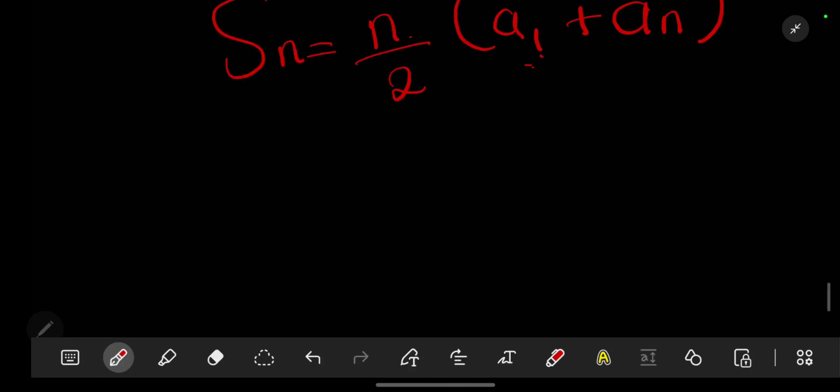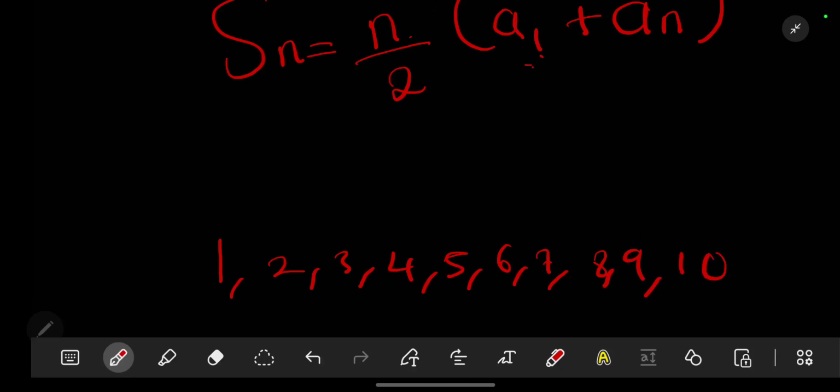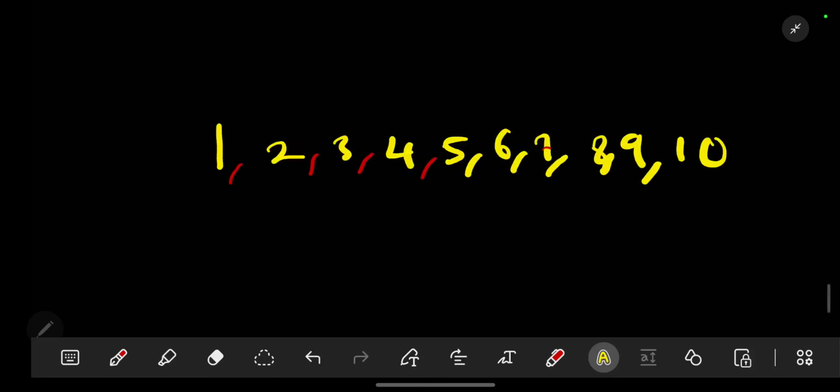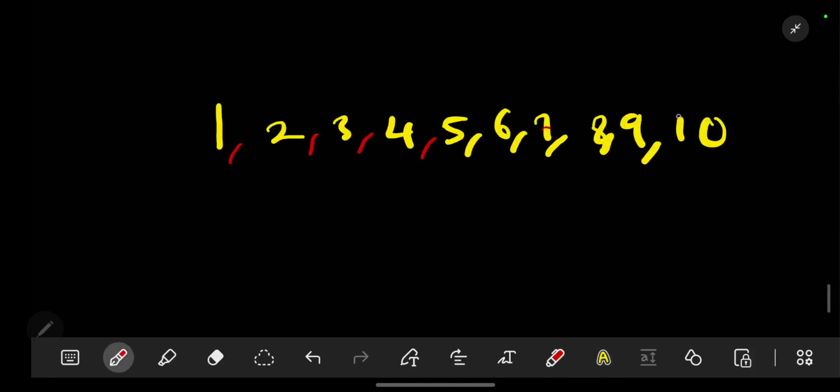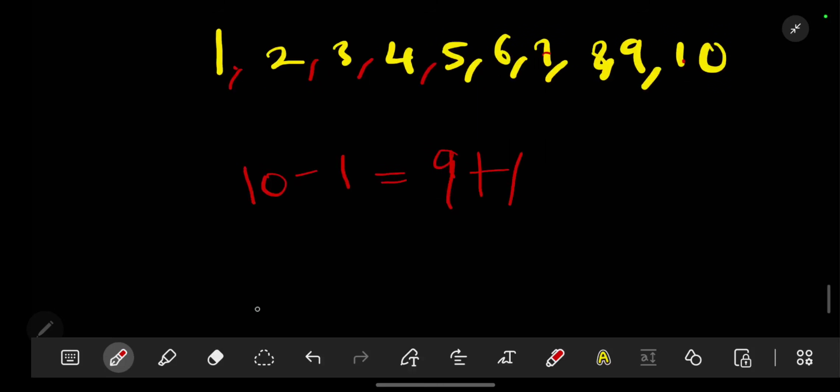One thing you need to know is this. Let's say you are looking at numbers from 1 to 10: 1, 2, 3, 4, 5, 6, 7, 8, 9, and 10. You are asked how many numbers are here. There are 10 of them. But how do you find it using math? You just subtract 10 minus 1, which gives you 9. Then add 1. Same as if you have from 1 to 5, you will have 5 numbers.